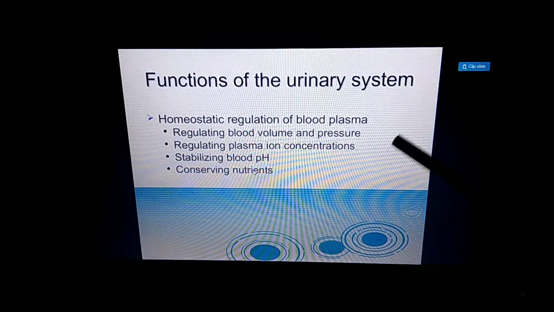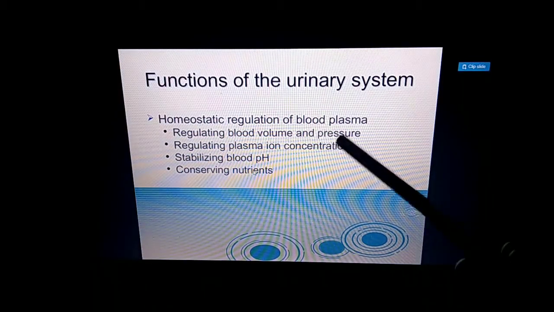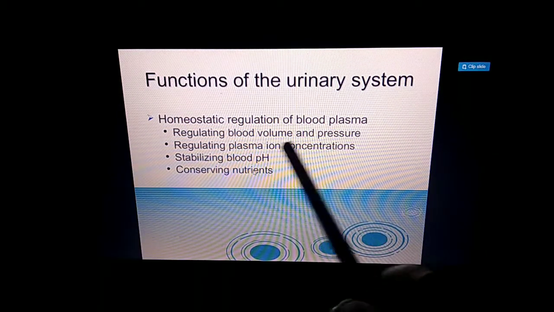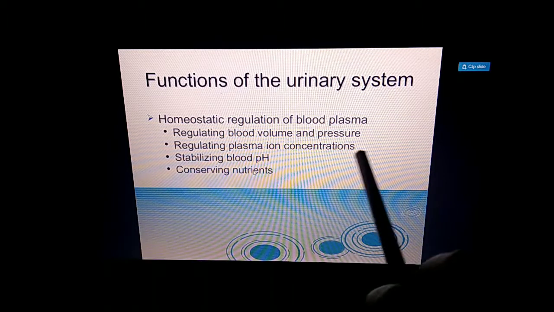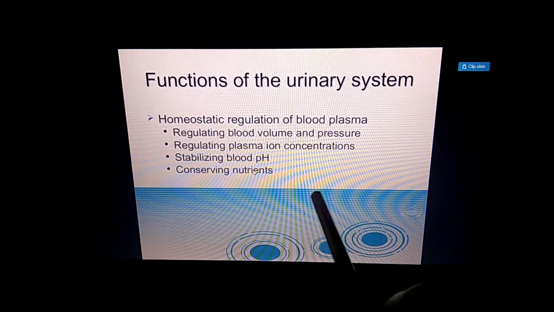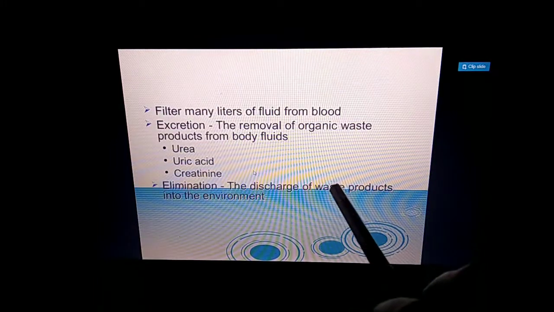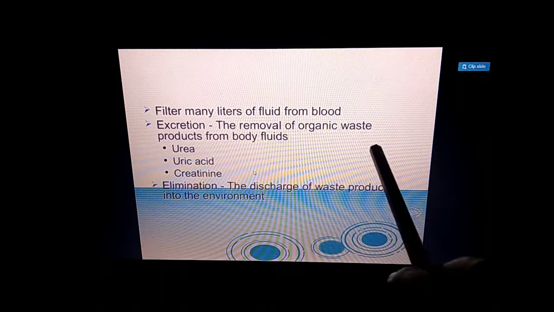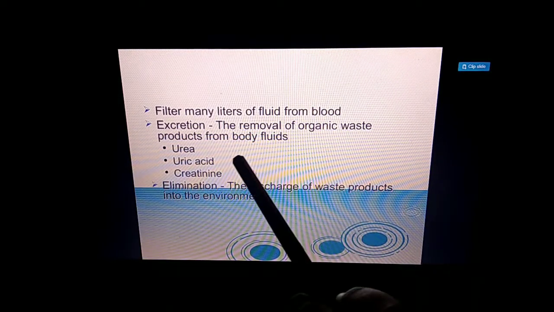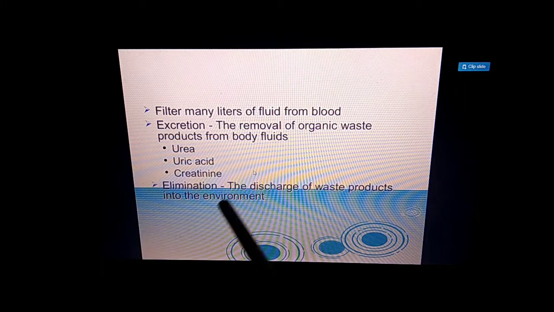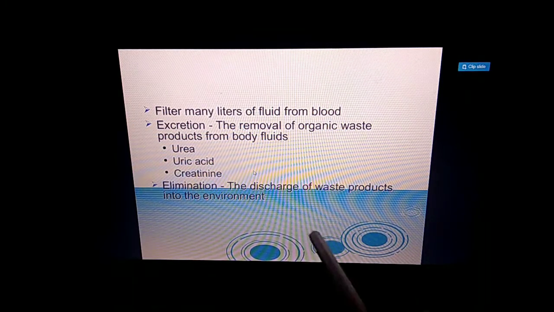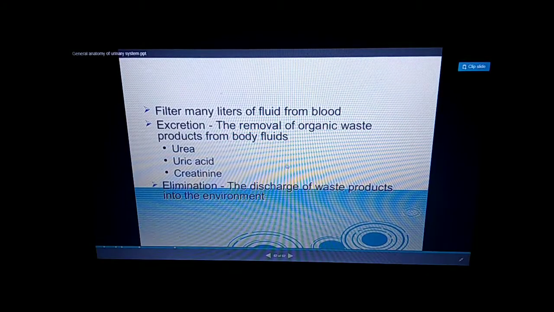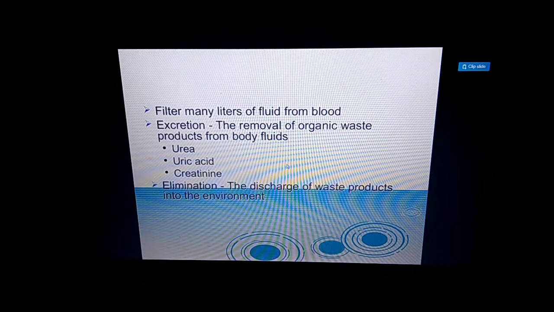Now the functions of the urinary system: homeostatic regulation of blood plasma, which we already discussed. It helps to regulate blood volume and pressure. It regulates plasma ion concentration, stabilizes blood pH, and conserves nutrients. It filters many liters of fluid from blood. Excretion is the removal of organic waste products from body fluid, that is urea, uric acid and creatinine. Then elimination, the discharge of waste products into the environment. So this is all about the anatomy of the urinary system.